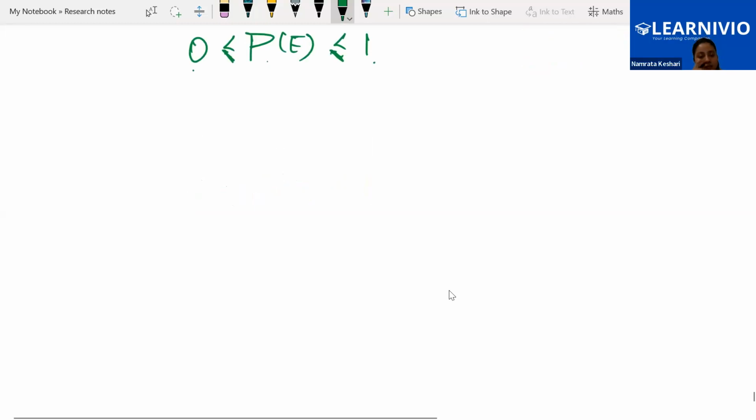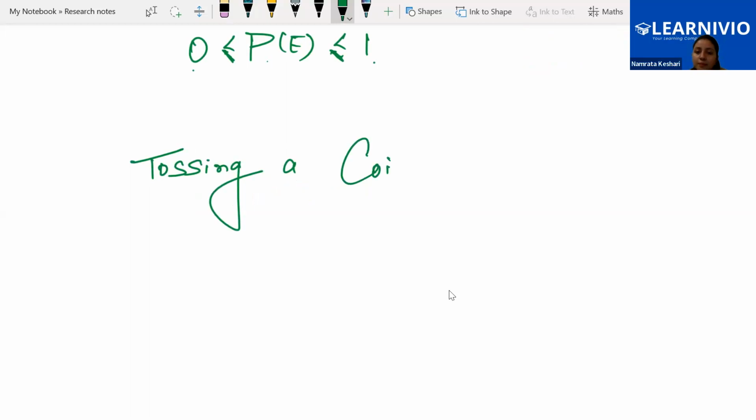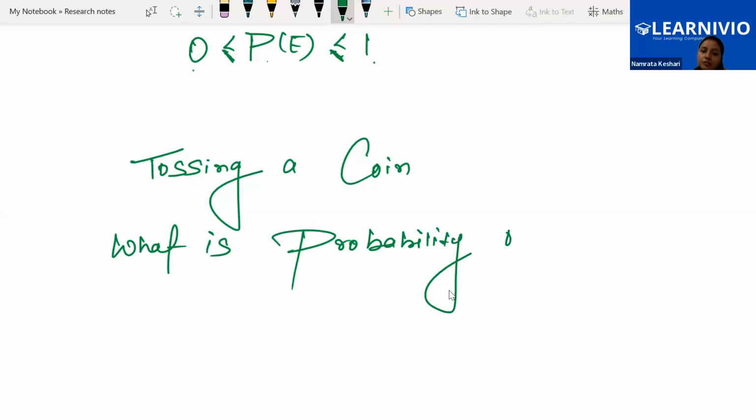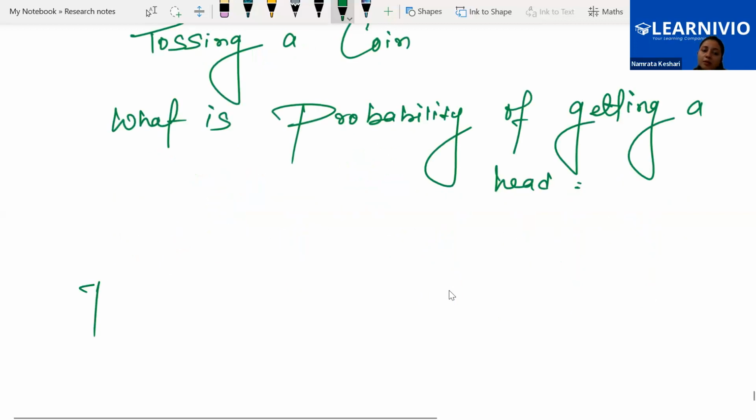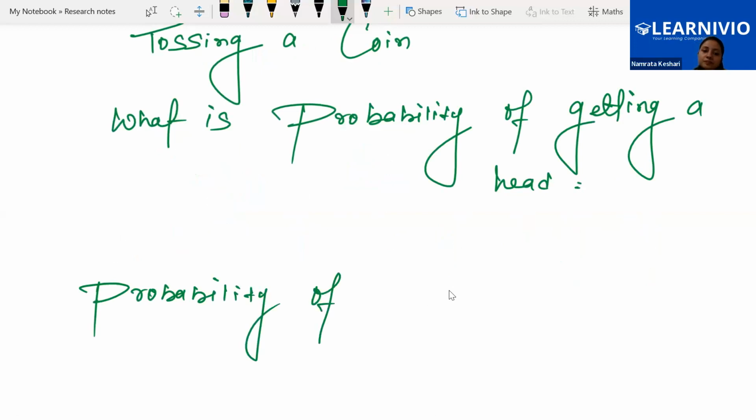Okay, let's start with the basic example. Suppose we are tossing a coin. What is the probability of getting a head? Can you tell me? And the probability of getting a tail also. If we are tossing just one coin, what is the probability of getting a head?